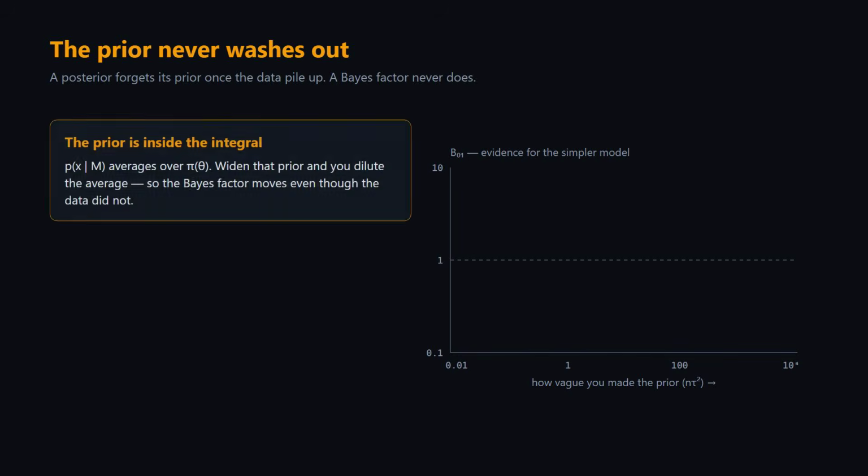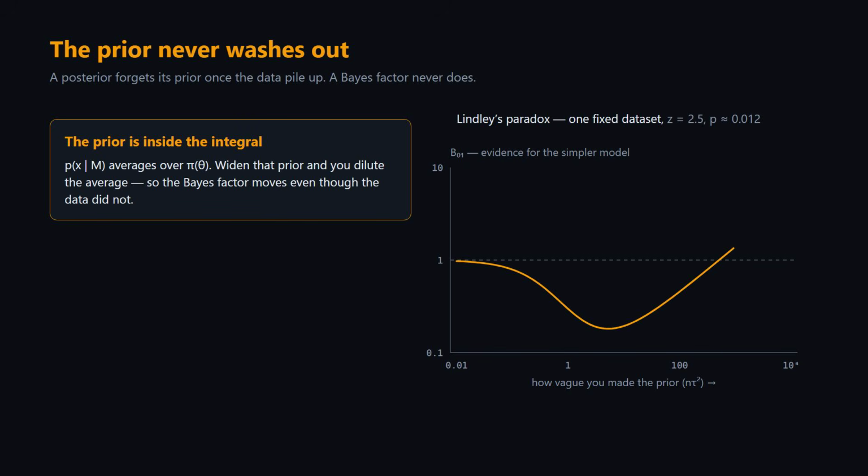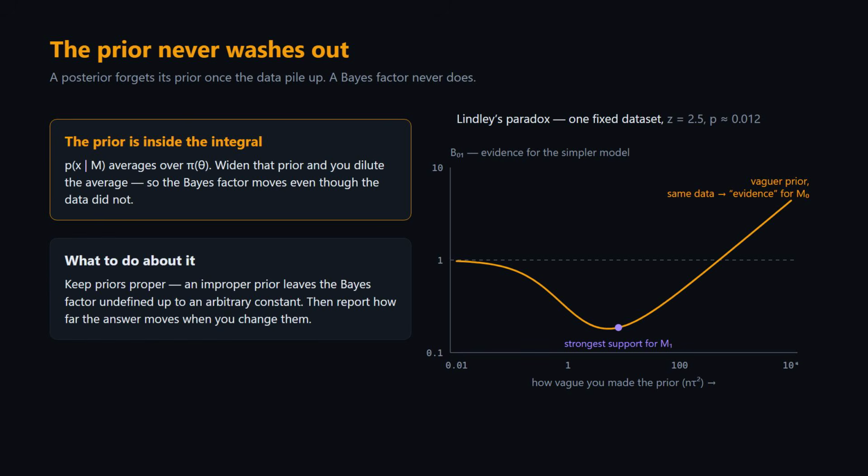The catch is the prior. The marginal likelihood integrates over it, so a Bayes factor never forgets which prior you chose. Make that prior vague enough and the evidence drifts toward the simpler model no matter what the data say. That is Lindley's paradox. So keep priors proper and report how much the answer moves when you change them.